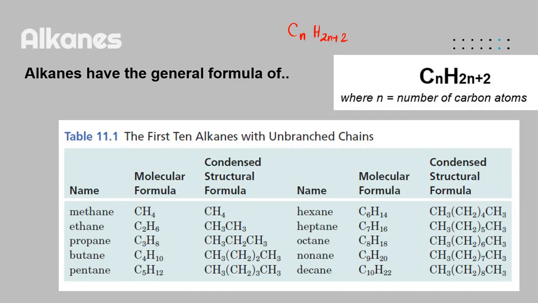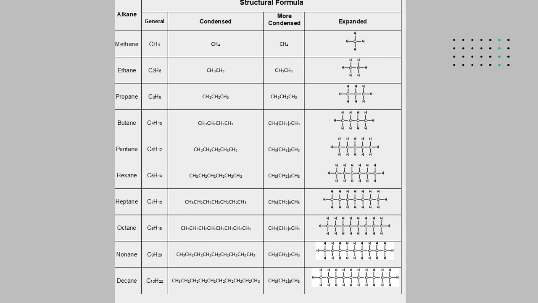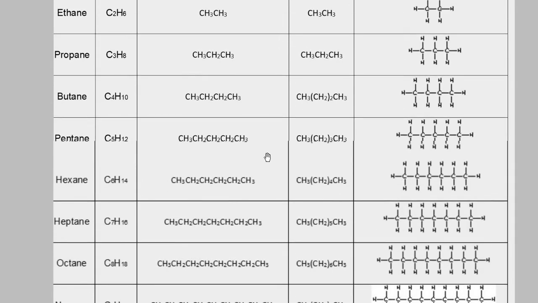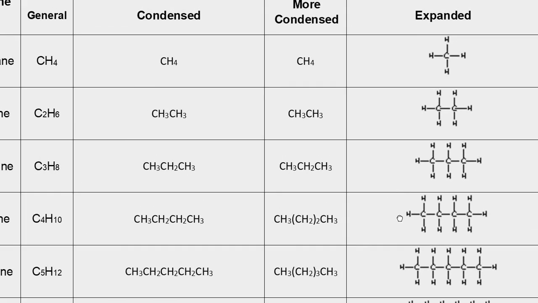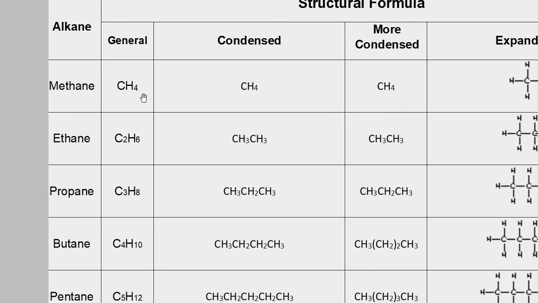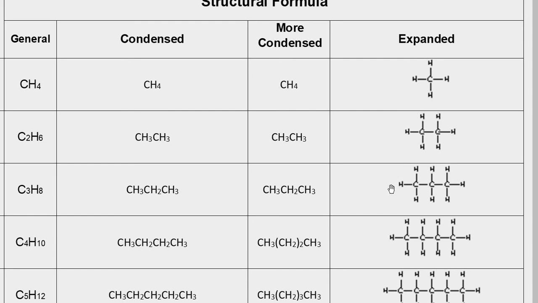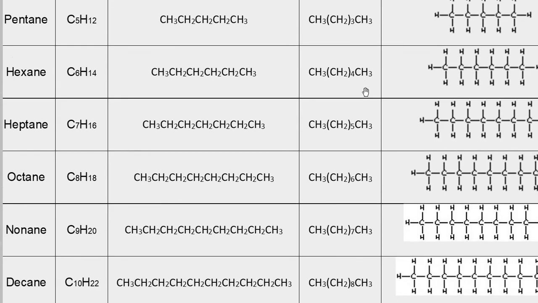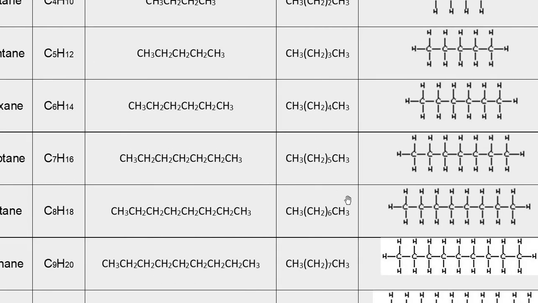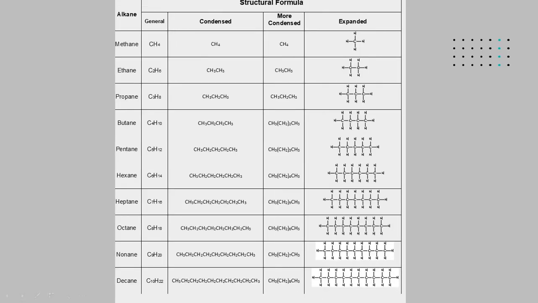Next. These are some of the condensed formulas of the first 10 alkanes with unbranched chains. Unbranched, just a straight line. A few things for you to memorize, but it's okay. You can do it. These ones also are some of the structural formulas. So the general formula is this: the condensed, more condensed, and then the expanded or the structural formulas. We've learned about this, so there is no need to memorize actually. It is just a skill to learn on how to draw these.